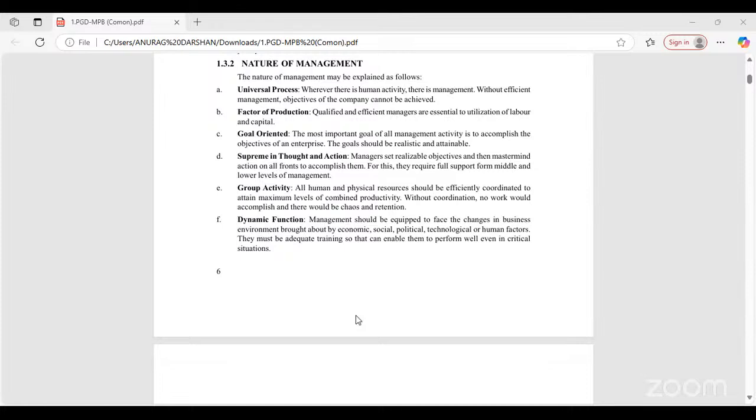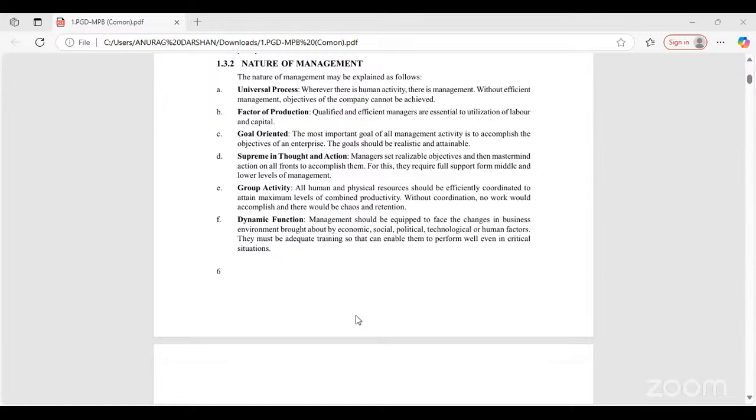So goal-oriented behavior, and then you have group activity. You have to understand that the principle of management says teamwork, it will always focus on teamwork. No individual person can achieve 100%. So you should always work in teams. And group activity, what do you mean by group activity?